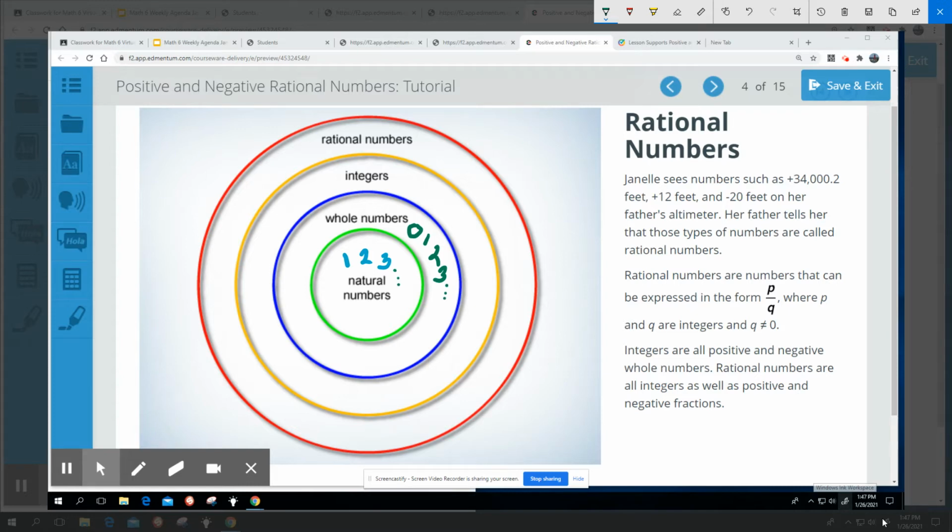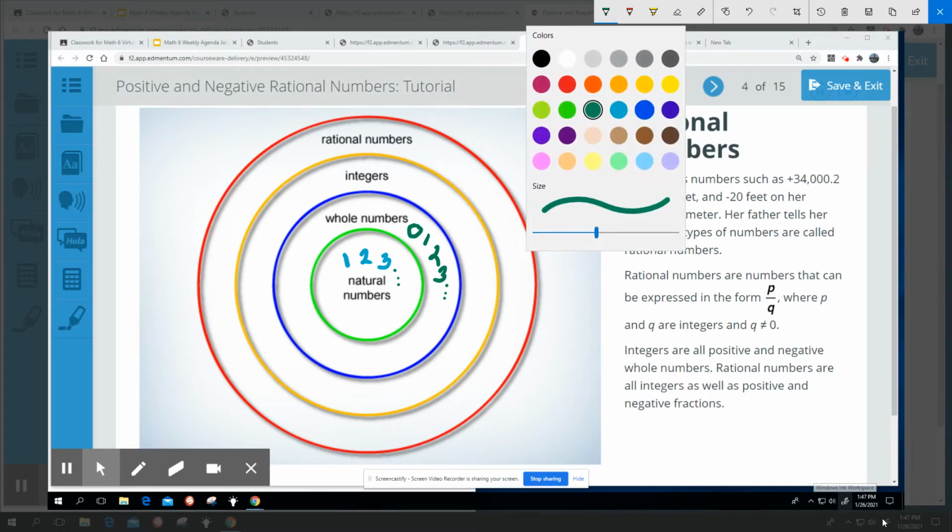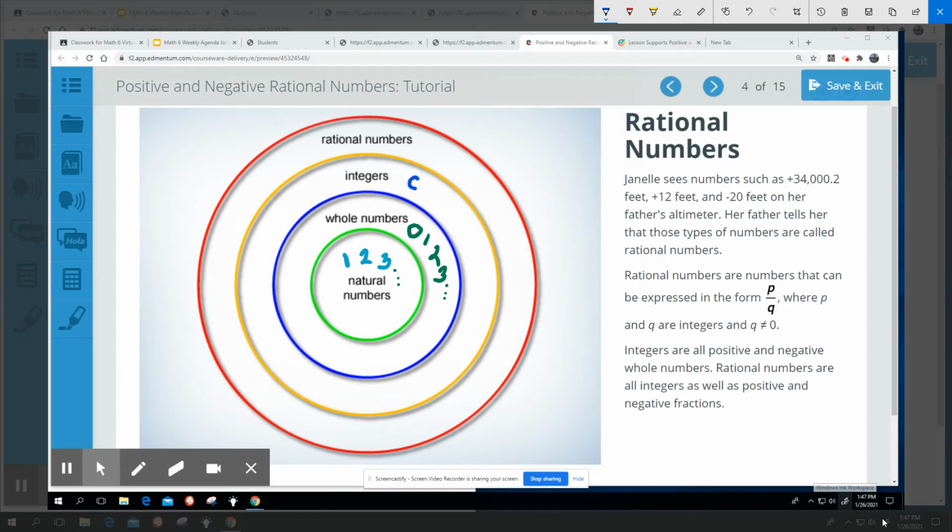And then integers are all of those numbers. So 0, 1, 2, 3, 4, on forever. And they're opposites. So the opposite of 1 is -1. The opposite of 2 is -2. The opposite of 3 is -3. Opposite of 4 is -4, and so on. Those are the integers. They're all whole numbers and they're opposites.